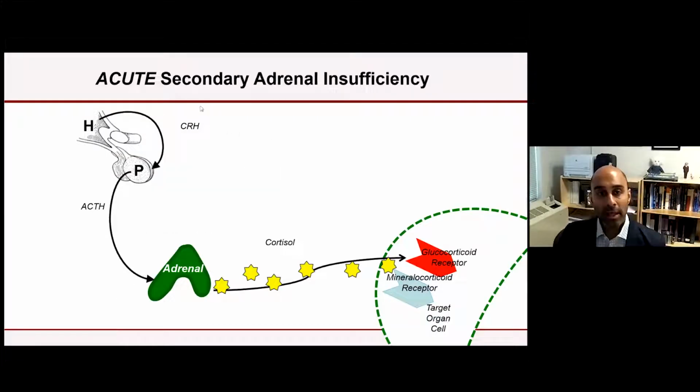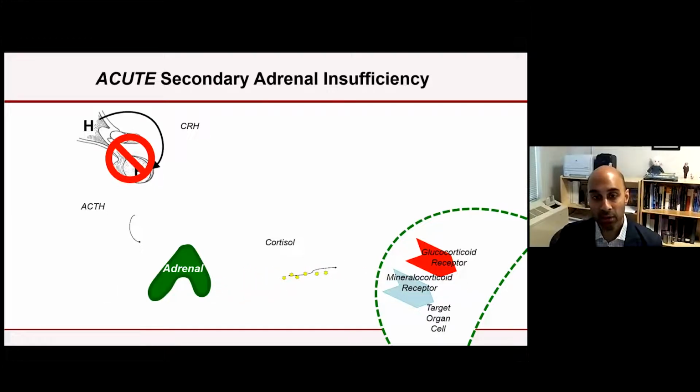Okay, so now let's contrast secondary adrenal insufficiency with primary adrenal insufficiency. In secondary adrenal insufficiency, the problem or the lesion is at the level of the hypothalamus or pituitary. In other words, the adrenal glands are fine, but the ability to make ACTH has been compromised. So the pituitary doesn't make ACTH, and since cortisol is 100% dependent on ACTH, in the absence of this stimulatory signal, the adrenal glands do not make cortisol. So you can see the adrenals are healthy and fine, but they're just not receiving a signal to make cortisol.